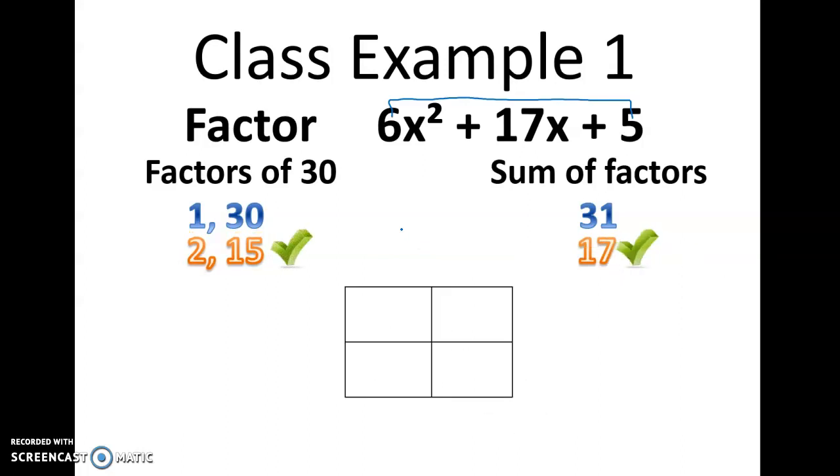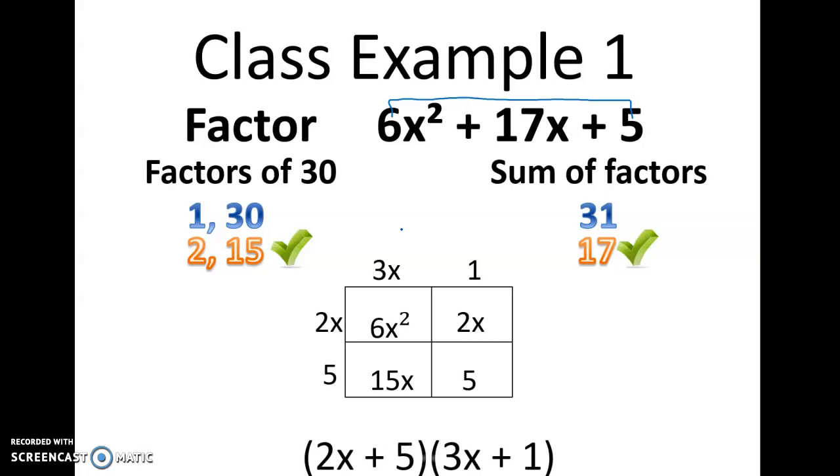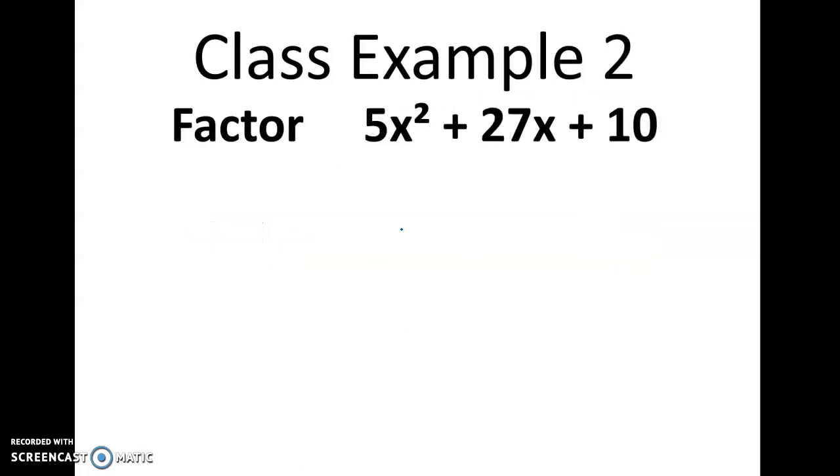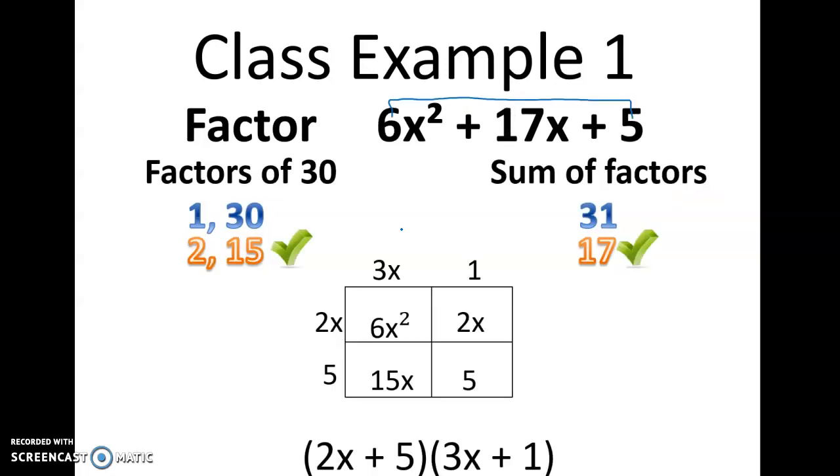So if we were to put these in a box, I always put the first and last term in first. Then I multiply, and then I fill in my factors. We find the GCF of the rows and the columns. That's what we get. There's our binomial, and our factors are going to both be plus in the middle.